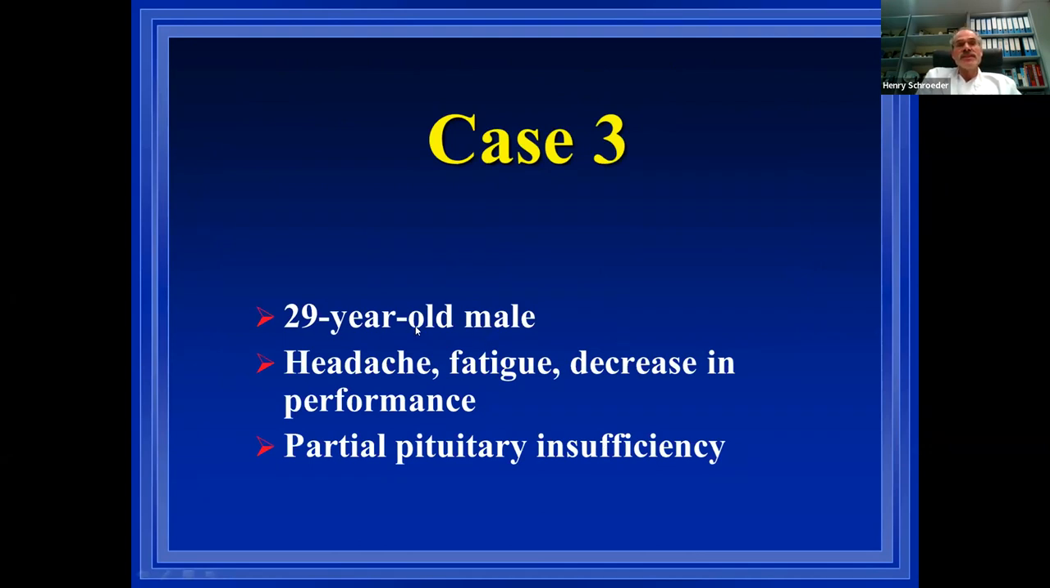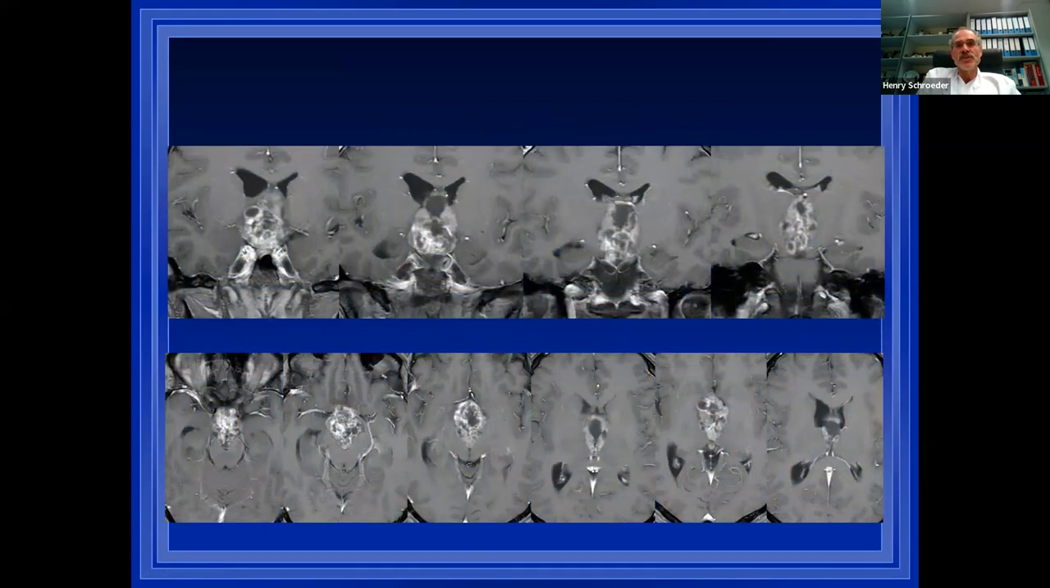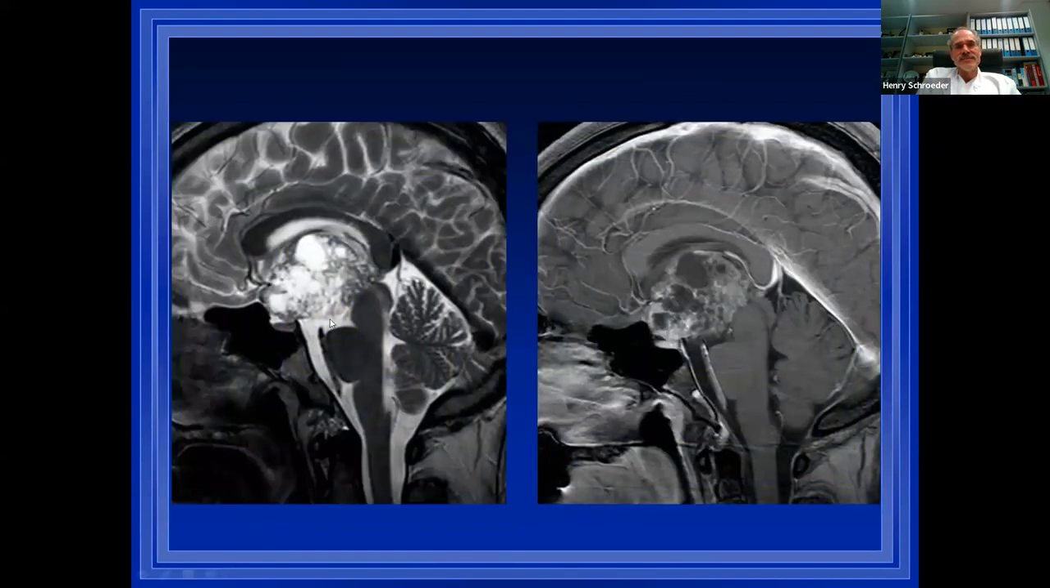This is a different case, a 20-year-old male, headache, fatigue, decrease in performance, partial pituitary insufficiency. You see a large tumor filling the whole third ventricle. If you look from the lateral side, huge tumor. So what is the best approach in this case? In this case, of course, young patient, solid tumor, we make the decision to make an endonasal approach because this is a chiasm, this is a gland. So I have almost 1 centimeter space between the chiasm and the gland. Here you see, chiasm, gland, longitudinal axis of the tumor is in this direction, so this should be ideal.